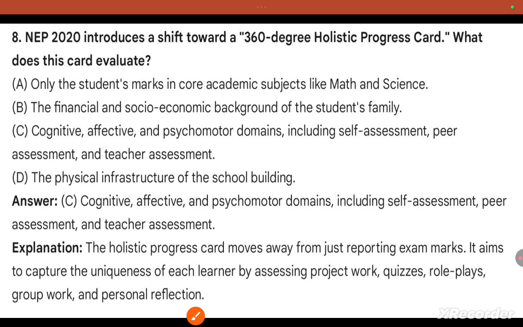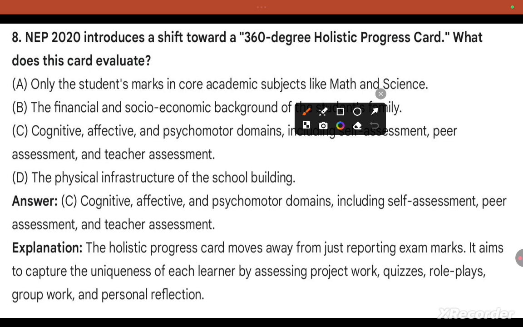Question number 8. NEP 2020 introduced a shift towards a 360-degree holistic progress card. What does this card evaluate? A. Only the students' marks in core academic subjects like math and science. B. The financial and socio-economic background of the student's family. C. Cognitive, affective, psychomotor domains, including self-assessment, peer assessment, teacher assessment. D. The physical infrastructure of the school building.